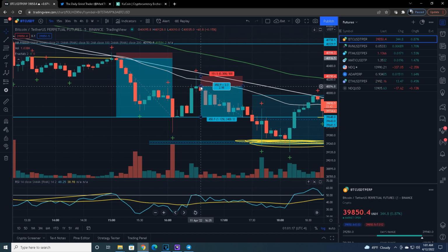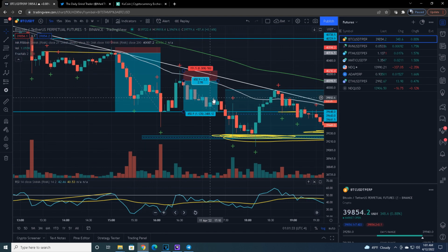Now this one becomes a 2.98, so let's call it a 3-to-1 reward to risk ratio, because we are risking 0.38%. We are gaining 1.12. So again, this is a 22% win to an 8% loss, and it hits within an hour.